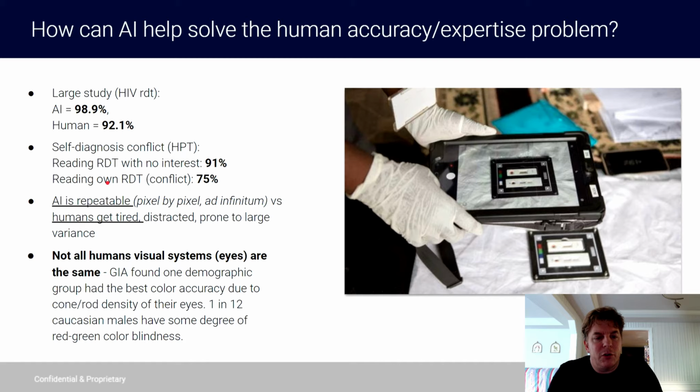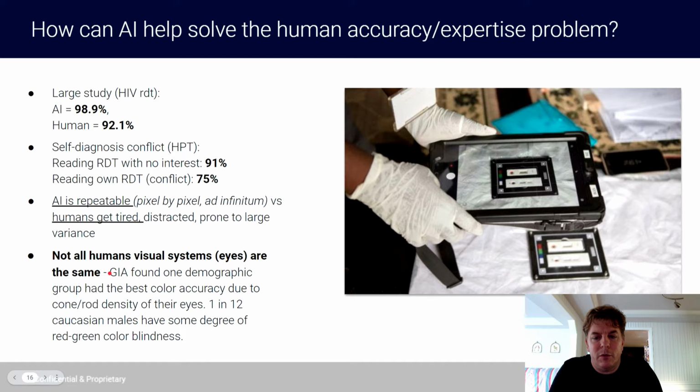So some of the big advantages, of course, with AI: it's repeatable. It can scan pixel by pixel by pixel ad infinitum. By contrast, humans, of course, are going to get tired and distracted, and as we've seen, can be prone to very large variance. Other thing, as I mentioned, not all human visual systems are the same.